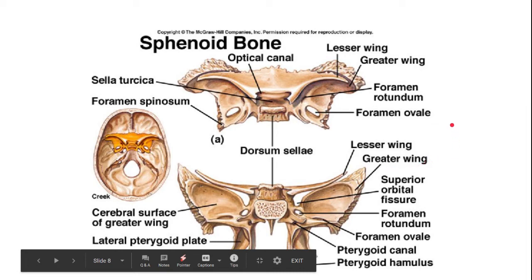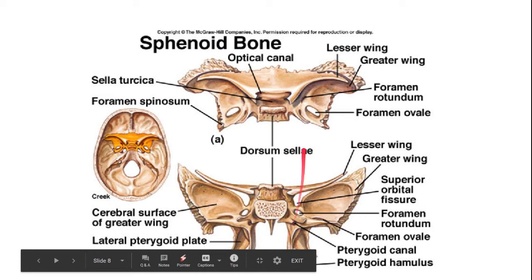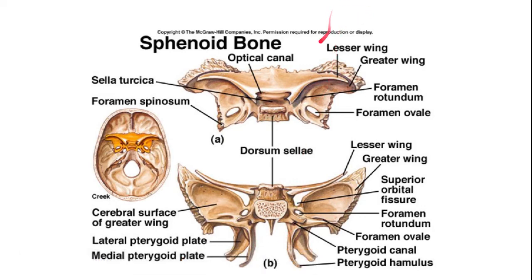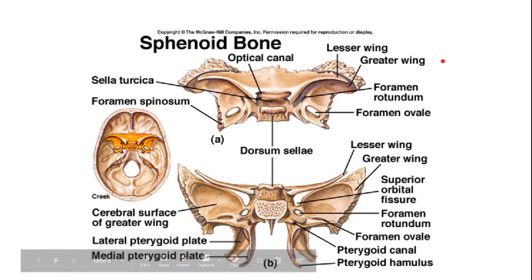Last thing I really want you to know about the sphenoid bone are these things called the pterygoid plates, the medial and lateral pterygoid plates. That keeps popping up there. This is really where you have to look at the skull to get it. Basically, these things are sticking down. All four of these things are sticking down and forming the back portion of the nasal cavity. So these extensions of the sphenoid bone stick down and form that back portion of the nasal cavity.